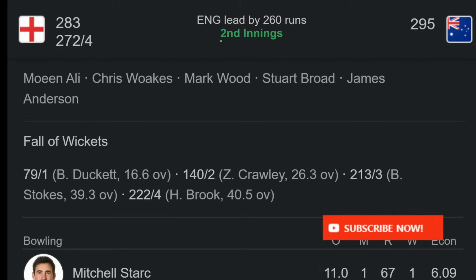So England lead by 260 with 6 wickets in hand in the second innings, 272 for the loss of 4 wickets. Still to come: Moeen Ali, Chris Woakes, Mark Wood, Stuart Broad, James Anderson.